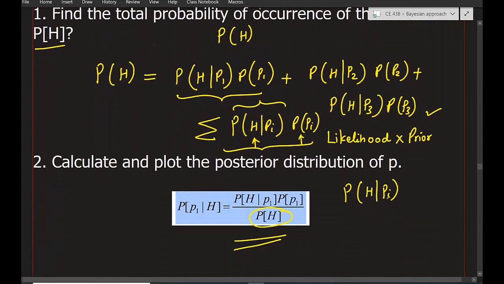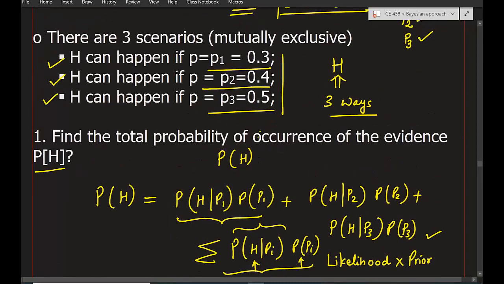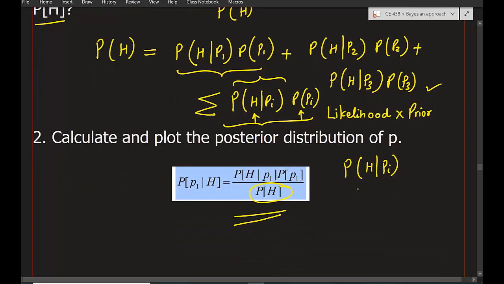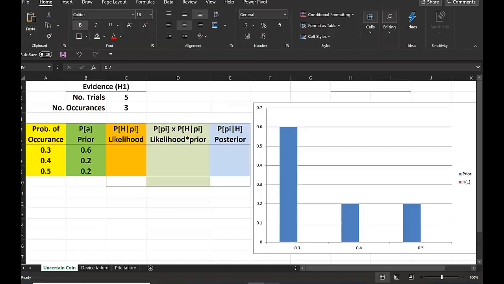In this case P1 is 0.3. So this means among the 5 tosses I have to get 3 successes, that is 5C3, 0.3 raised to the power 3, and (1 minus 0.3) raised to the power 2, and then similarly I have to sum the other terms. Now let us use Excel to calculate this.